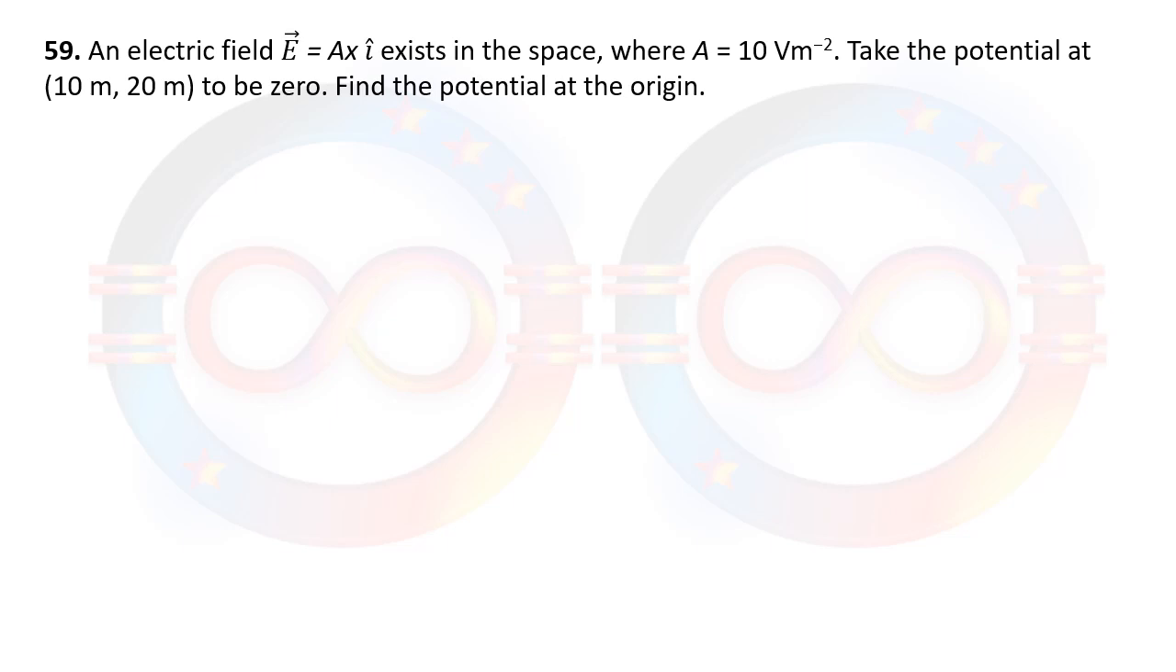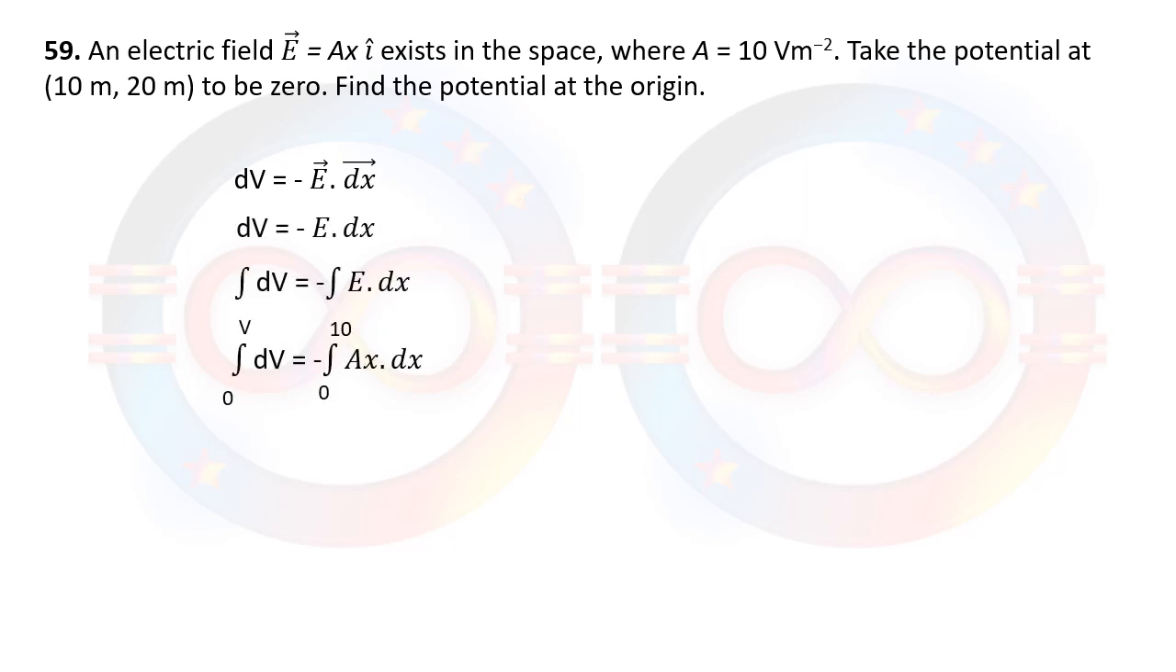That is the question. Now again, the same formula, dV is equal to minus E dot dx, we are going to apply, but E we are taking as 10x, because A is given as 10 and x is variable. If we want to calculate the total potential difference, we have to integrate this. We are taking magnitude only, E dx, where E is Ax. We are going to integrate this from 0 to 10, because in the coordinate point, the x-axis value is 10 meter only, 20 meter is the y-axis, we have nothing to do with that.